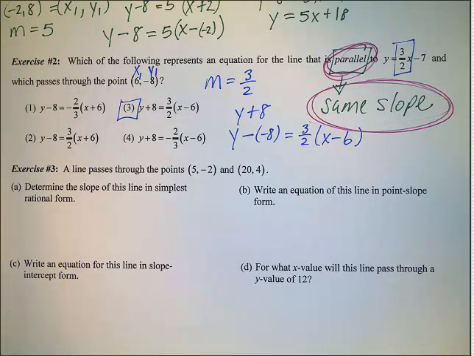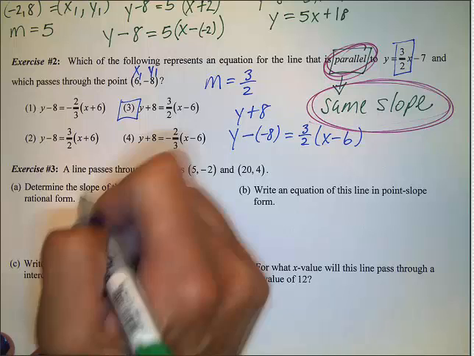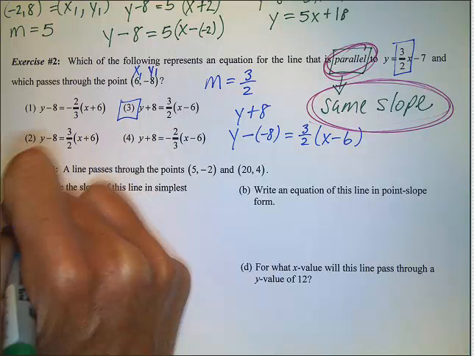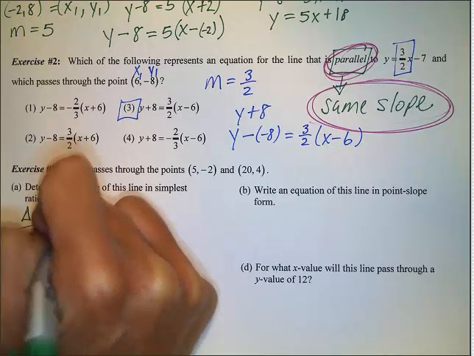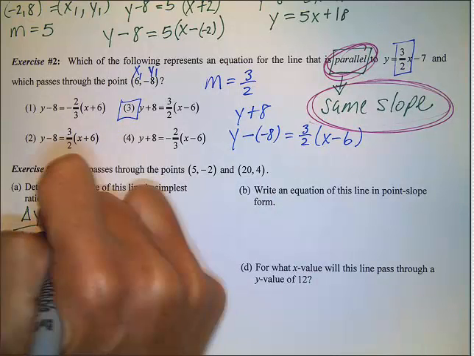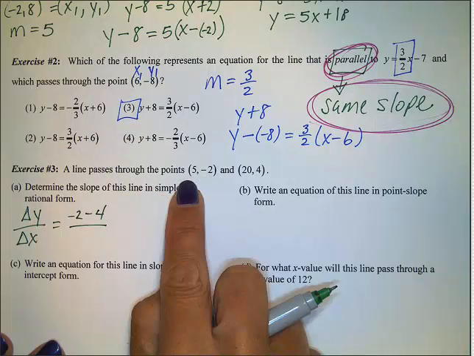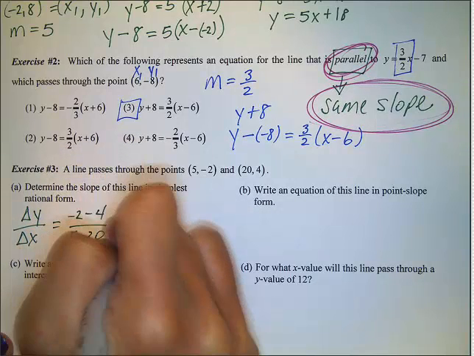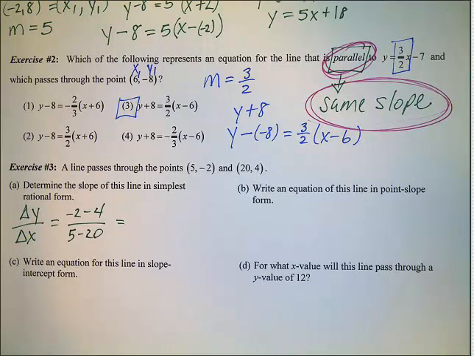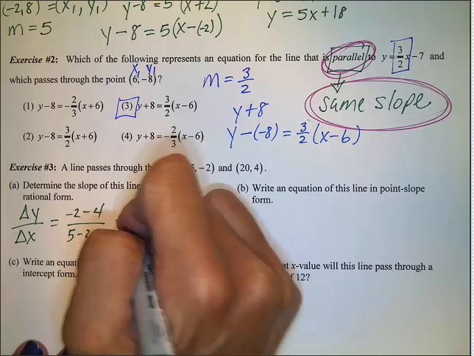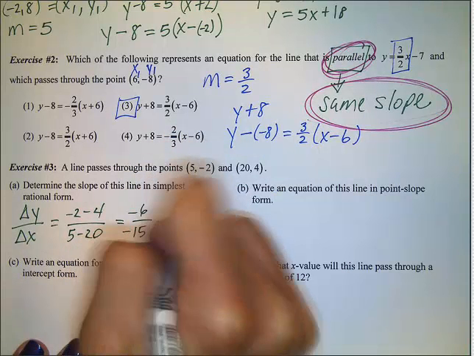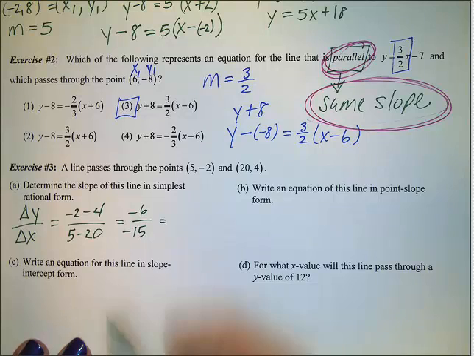Exercise 3. A line passes through the points 5, -2 and 20, 4. Determine the slope of this line in simplest rational form. So slope is the same as average rate of change. Average rate of change and slope are change in y over change in x. So our y values are -2 minus 4 over 5 minus 20. And you should be able to do that very easily by now. So the top gives us -6, the bottom gives us -15, or if you plugged it in your calculator, the calculator would have given you 2/5, which is simple rational form.